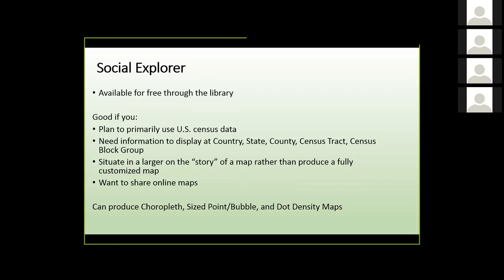But it does allow you to share this online. So if you were thinking of embedding this into something, maybe like a LibGuide, you could probably play around with that and theoretically make that work. So again, I think it's a nice entry point to getting comfortable playing around with some of the web mapping features. And then you can see that depending on the type of data you select, you can make a series of maps: the choropleth or thematic map, a sized point bubble map, or a dot density map.